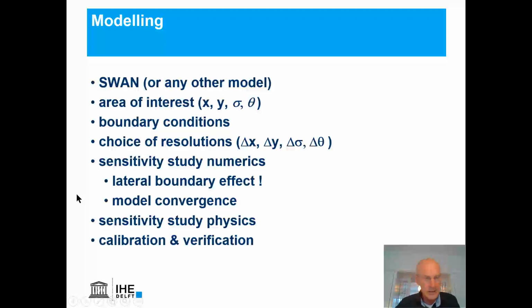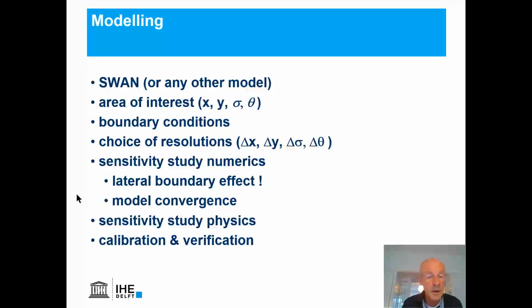Some general modeling aspects. This goes for SWAN or any other model. First, you pick your area of interest in X and Y, and also in the frequency and directional space. You choose your boundary conditions, you choose your resolutions, and then you do a sensitivity study of the numerics. How fast does it converge, etc.